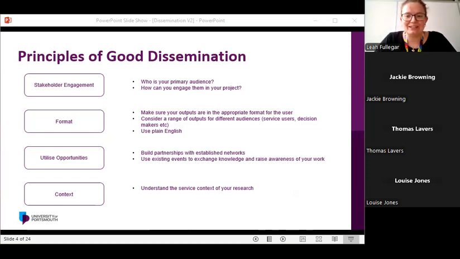And finally, context. It's really important to be conscious of the service context of your research or the environment surrounding your findings. If you're researching, say, local authority policy making, it might be useful to consider how wider events like the general election might impact how information is shared and received.